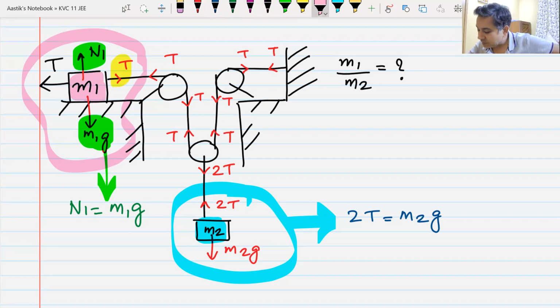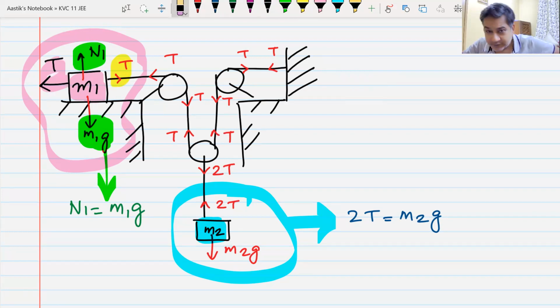Got this? Okay. So in this condition, it will not be possible for me to find the ratio of M1 and M2, because one block is on the horizontal surface and the next block is hanging. I can only find M1 in terms of N1 and I can find M2 in terms of T. Do we understand this? Yes or no?